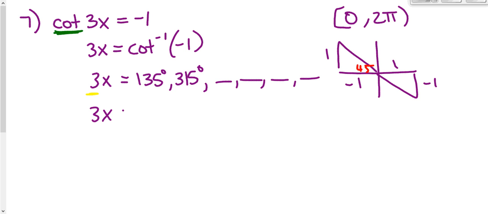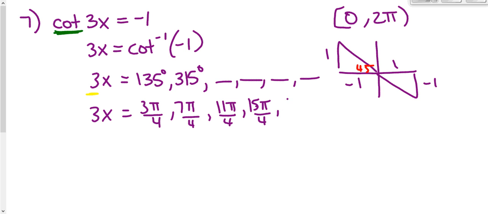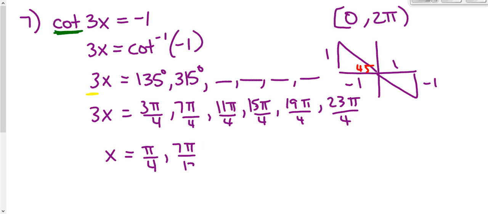Let's convert these into radians. So we have 3 pi over 4 and 7 pi over 4. And then adding another 2 pi, we get, what would that be? 11 pi over 4 and 15 pi over 4. And then taking those and adding another 2 pi, we get 19 pi over 4 and 23 pi over 4. And then we're going to divide all of those answers by 3. So we have pi over 4, 7 pi over 12, 11 pi over 12, 5 pi over 4, 19 pi over 12, and 23 pi over 12.